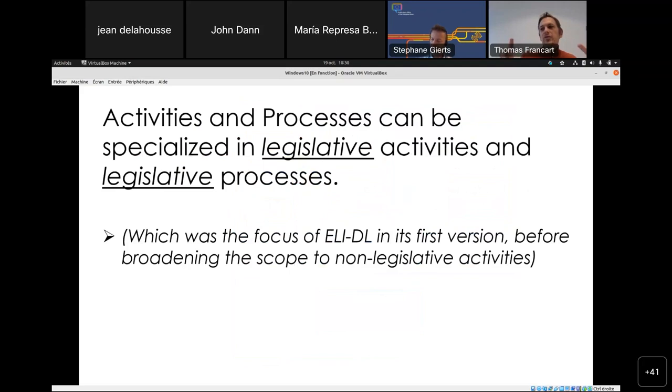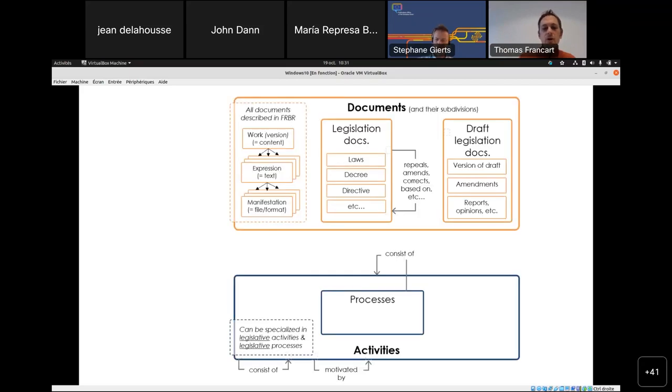These activities and these processes are typed with this generic type, saying there's something taking place, the activities, or there's a process taking place. They can be specialized into legislative activities and legislative processes, which was the original focus of ELIDL before the scope was broadened to also describe non-legislative activities, which is a need in the Parliament processes description, because not all activities of Parliament are related to legislative processes. So this notion of activities and processes can be specialized into legislative activities and legislative processes.